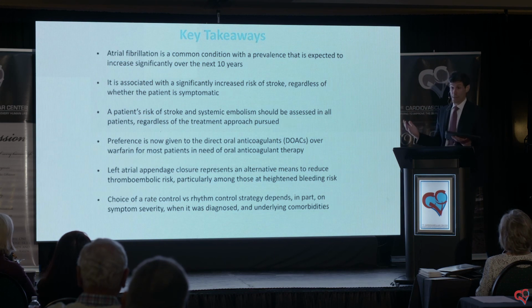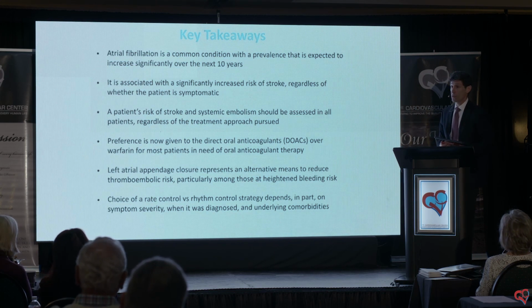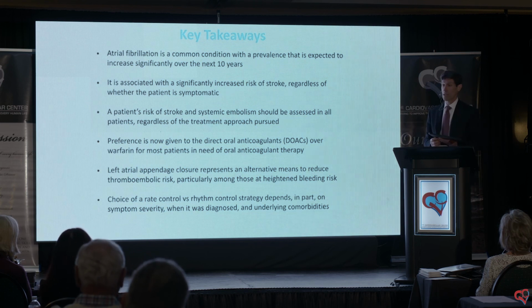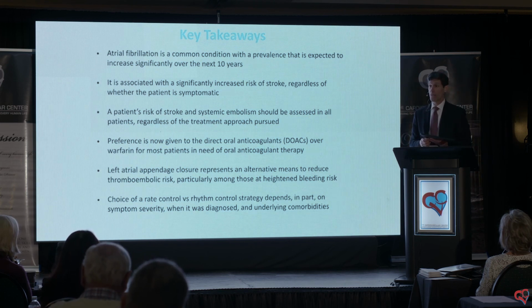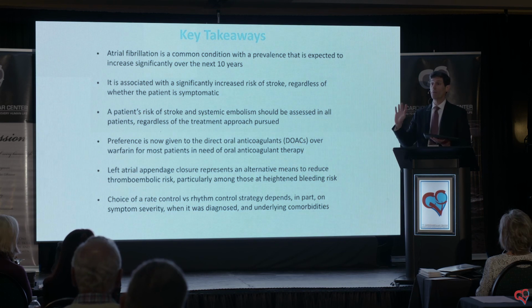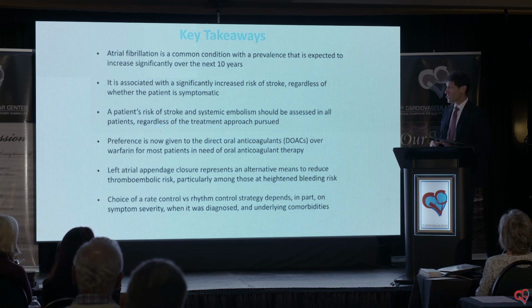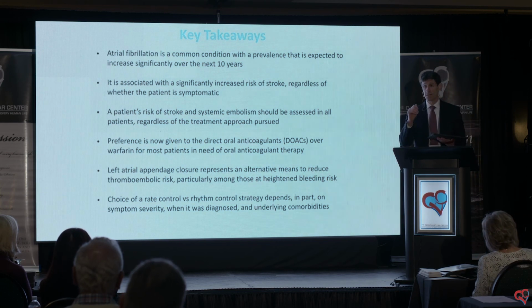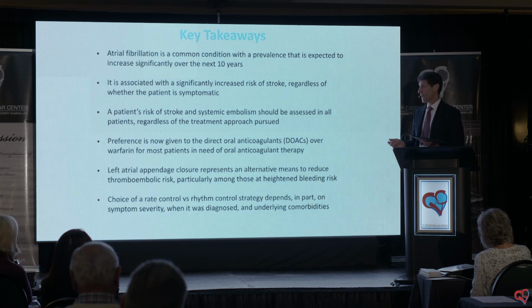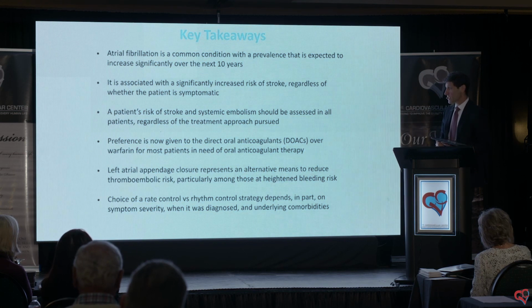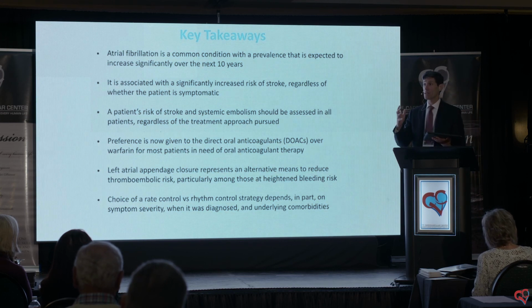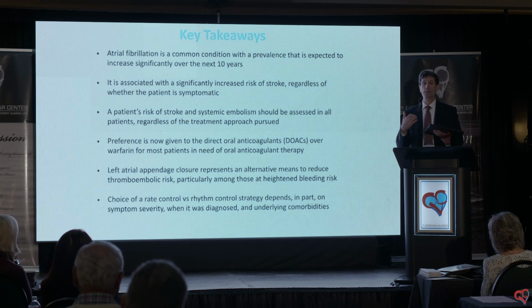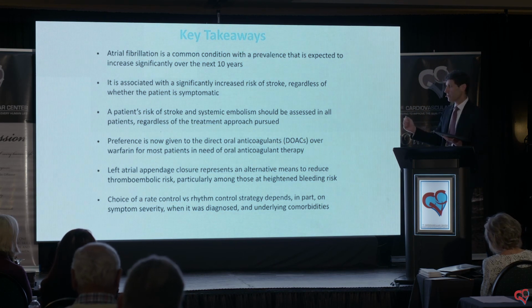So in summary, these are my takeaways. AFib is a common condition with a prevalence that is expected to increase significantly over the next 10 years. Some even estimate that the projections I shared earlier may be underestimates. It's associated with a significantly increased risk of stroke, whether the patient is symptomatic with classic symptoms, symptomatic with atypical symptoms, or asymptomatic. A patient's risk of stroke or systemic embolism should be assessed in all patients, regardless of the treatment approach, because as Ben Steinberg shared with us earlier, we as clinicians do a rather poor job of assigning risk both for stroke and bleeding.